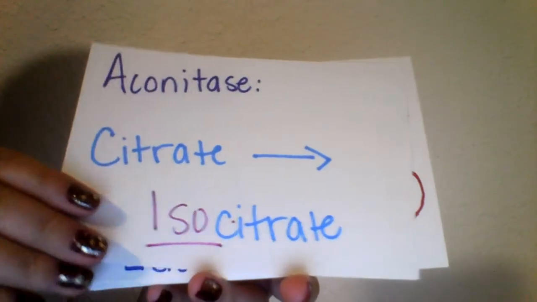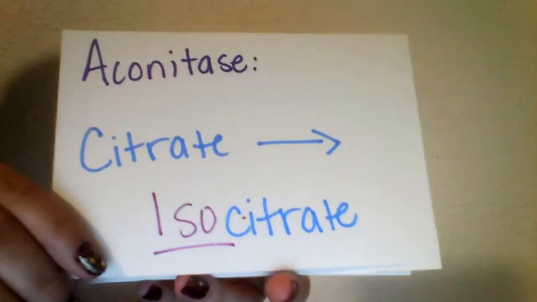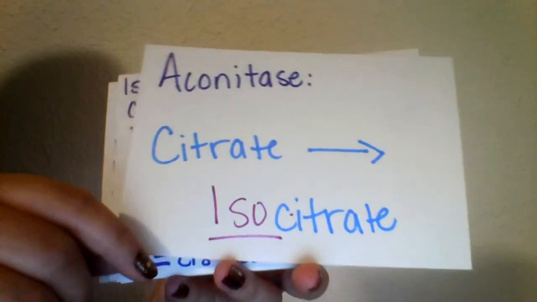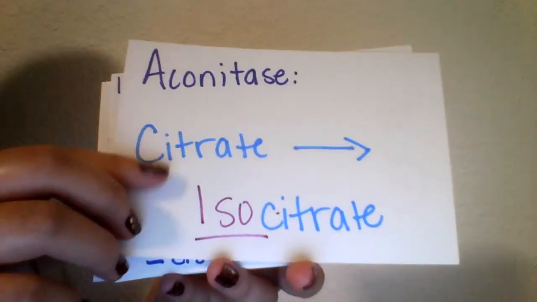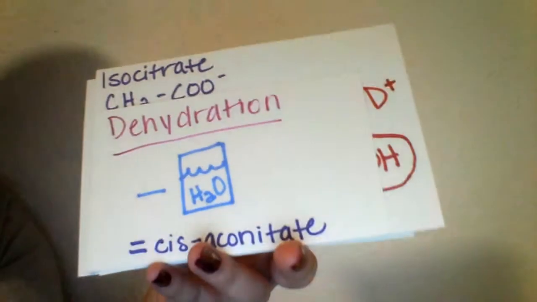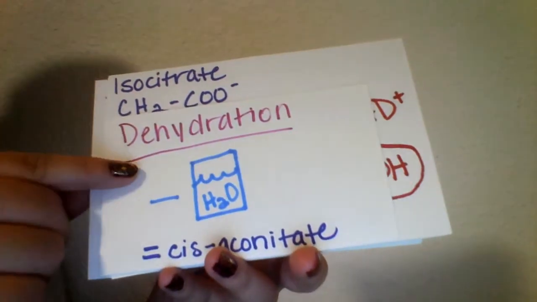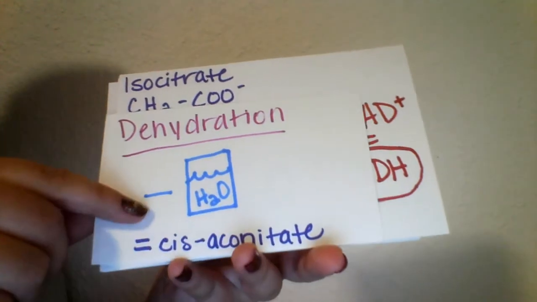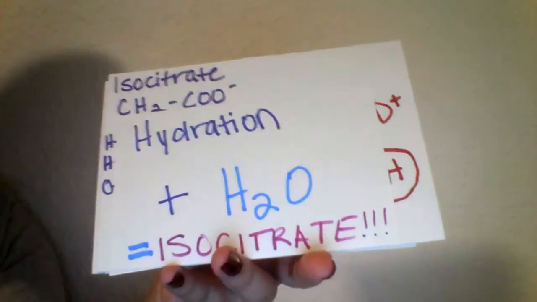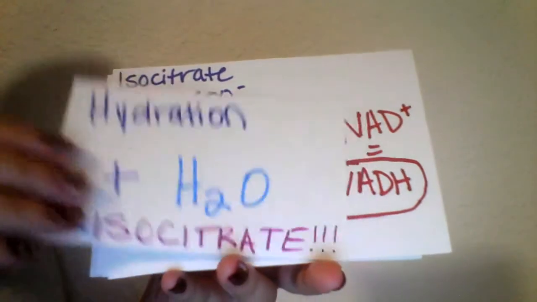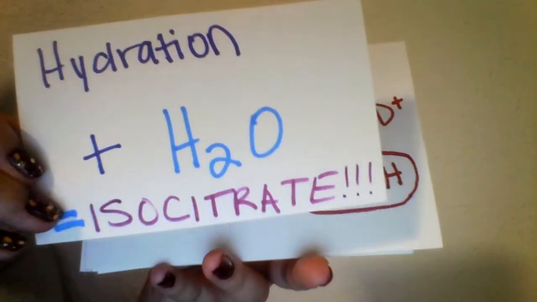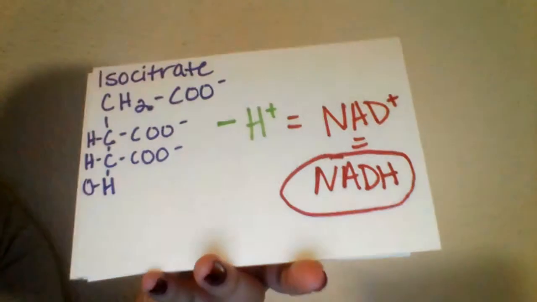That citrate that you created, or citric acid, is then transformed into isocitrate, which is catalyzed by aconitase. In this process, citrate is dehydrated to form cis-aconitate. That cis-aconitate then is hydrated to form the isocitrate, which again is catalyzed by aconitase.